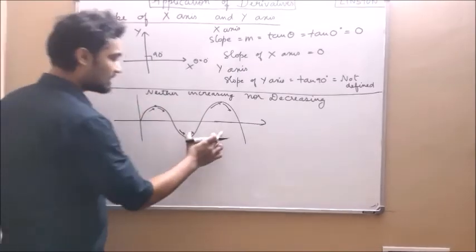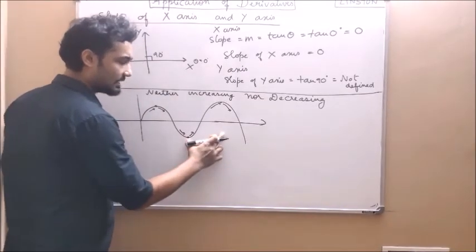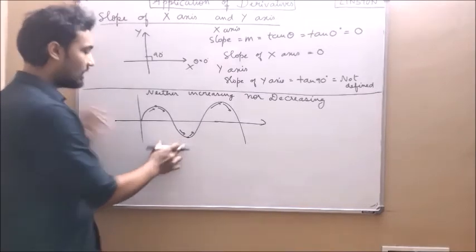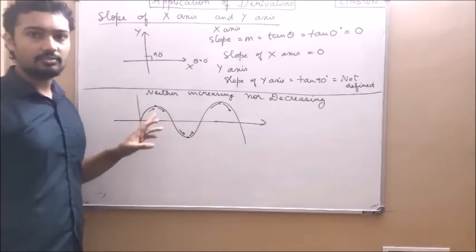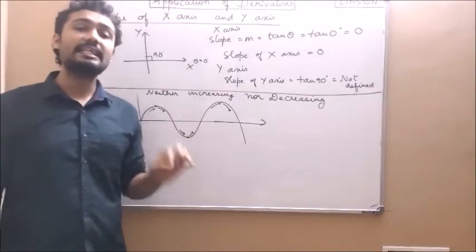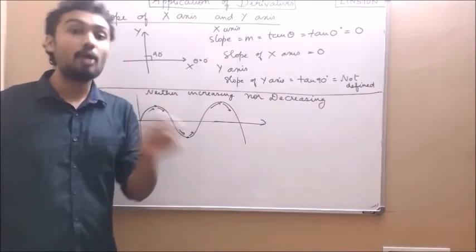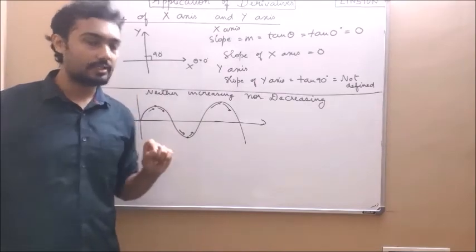See, from this interval to this interval it will increase, right? From this interval to this interval it decreases. From this interval to this interval it increases. So here we have to check the intervals. We have to check the specific intervals where it increases or decreases. So how do we do that?